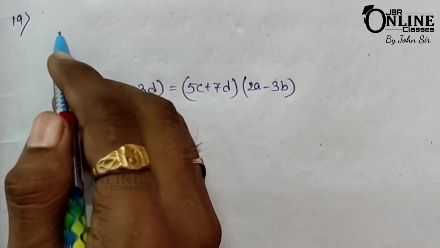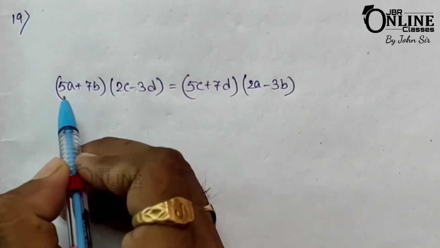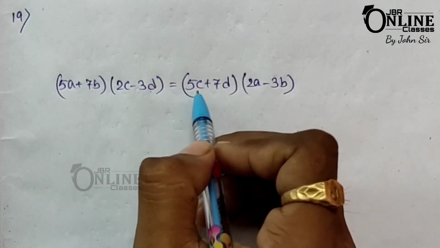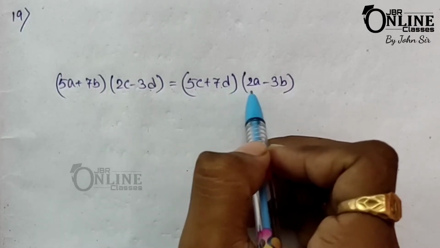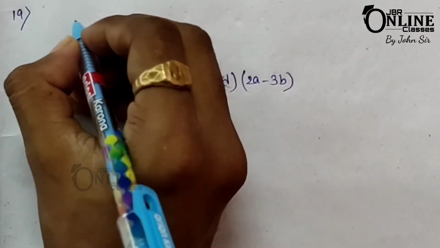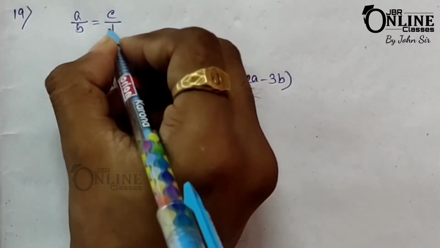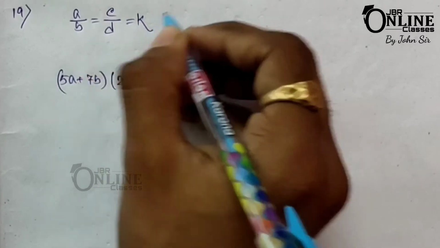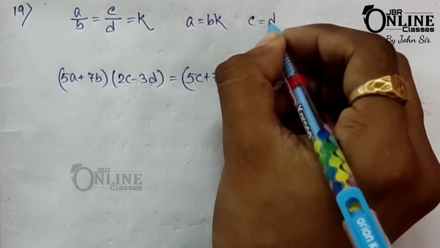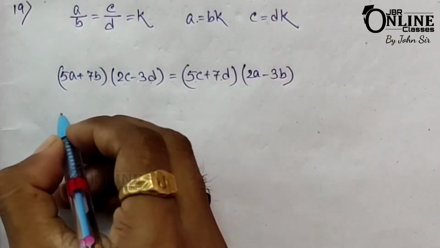Okay, now sum number 19. In sum number 19, a, b, c, d are in proportion. Then you have to prove that (5a plus 7b) into (2c minus 3d) equals (5c plus 7d) into (2a minus 3b). As a, b, c, d are in proportion, that means you can write a by b equals c by d, and that equals k. So from that, a equals bk and c equals dk. Now you can put down this value in this equation.